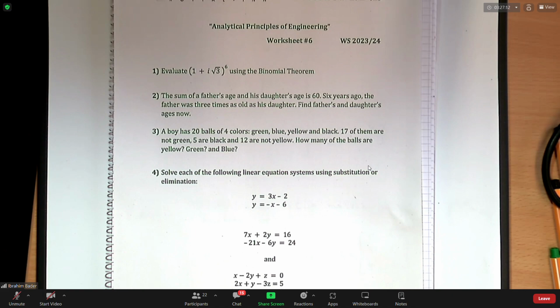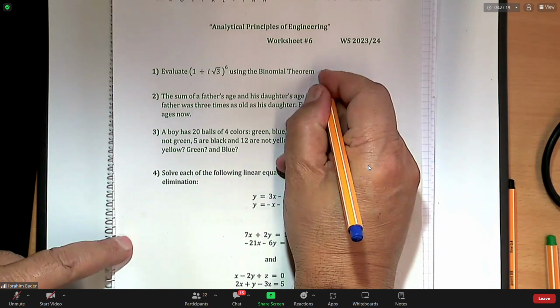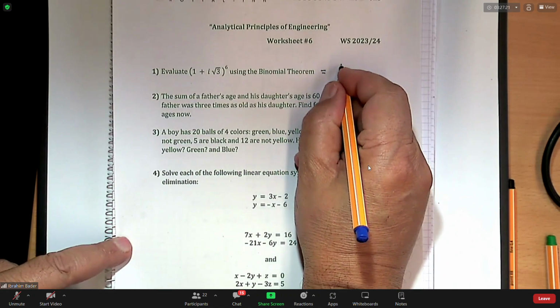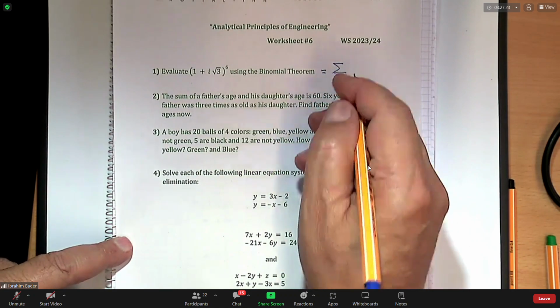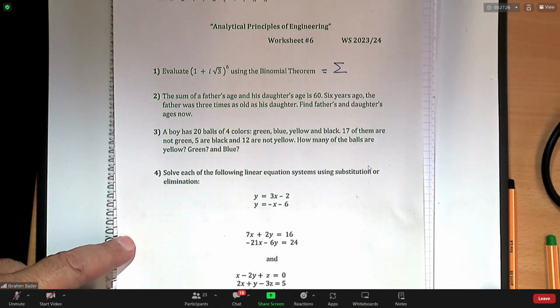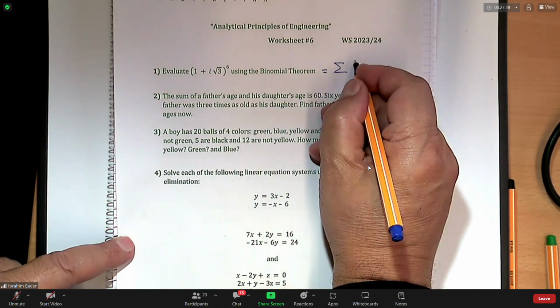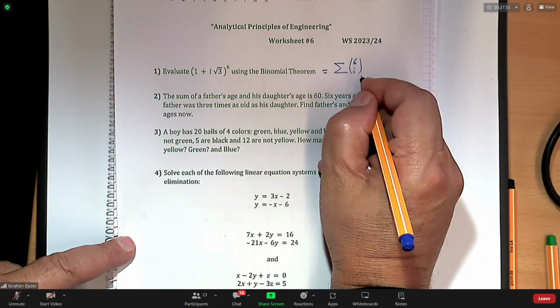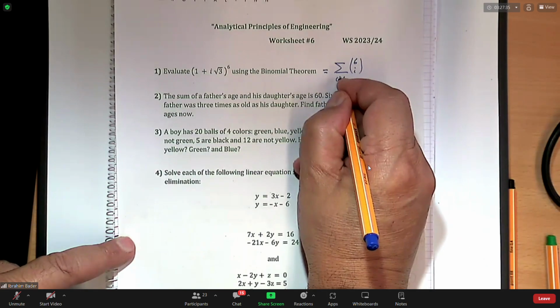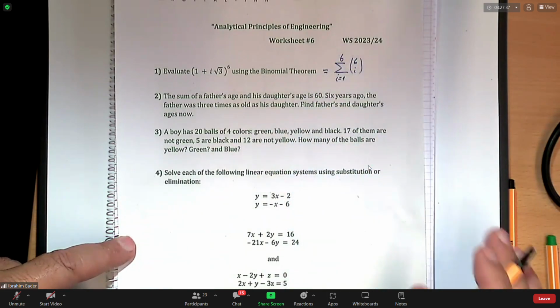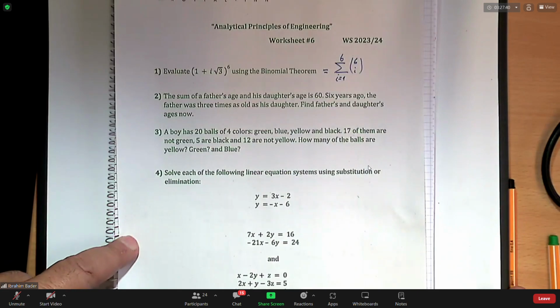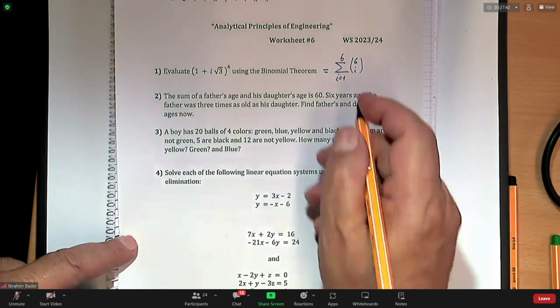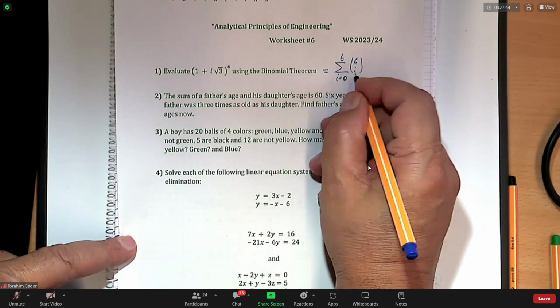Okay, if you don't remember this rule for the binomial theorem, it says the following. This is equal to the sum of six is the power here, choose I. Remember the rule for that? I equals 1 to 6. It's actually 0 or 1. Yeah, 0 to 6.